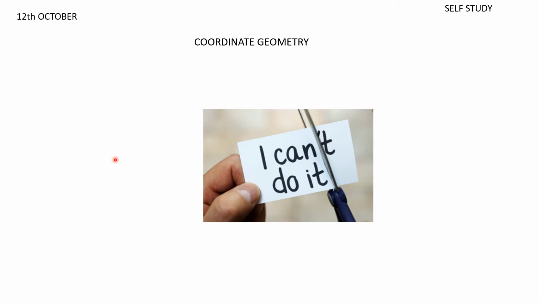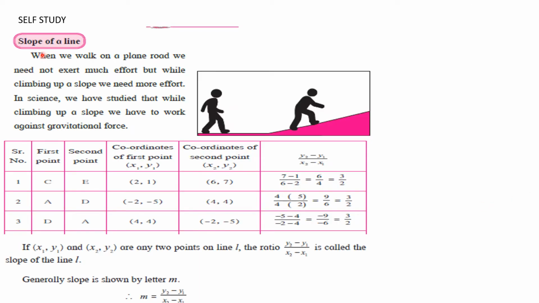Children, let us start with the thought: I can do it. This slope of a line concept is given for self-study. Let us try to understand the concept.